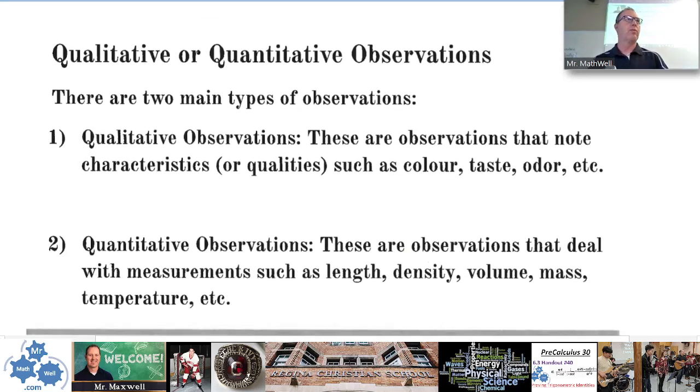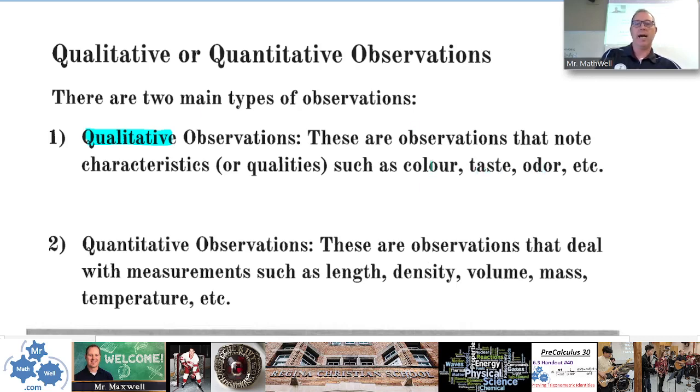So the reason why I wrote those words when you were describing yourselves in two different sides of the paper there is because there are two really main types of observations that we can make, or descriptions. One is called qualitative observations. Qualitative. Now, these types of observations are observations that describe or note characteristics or qualities, such as the color, taste, odor. Okay.